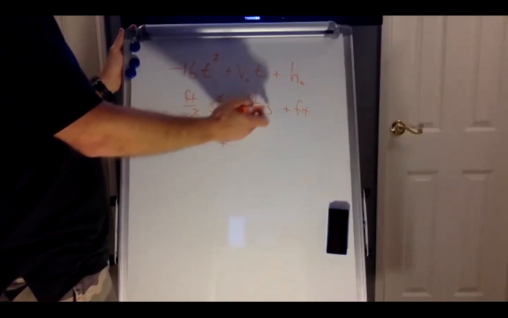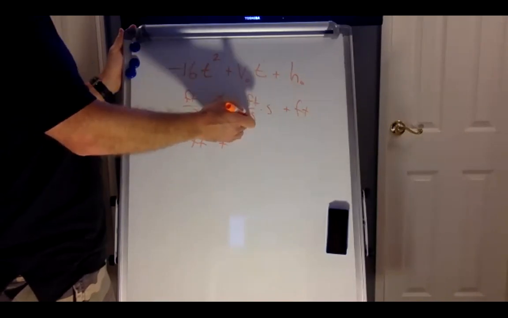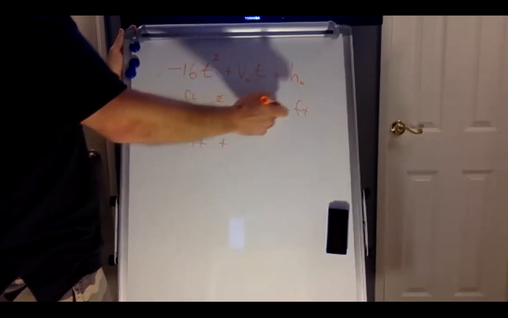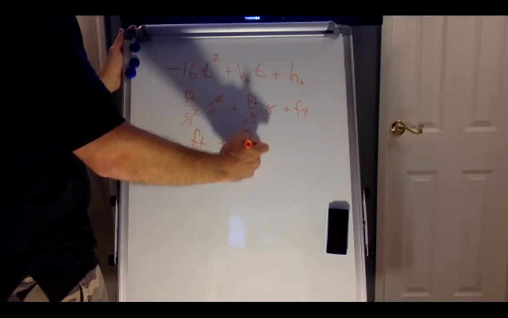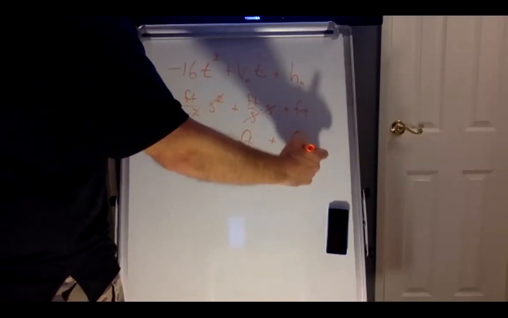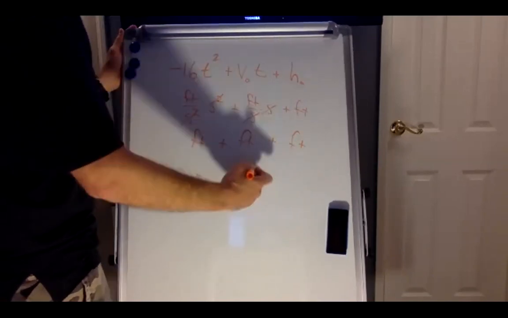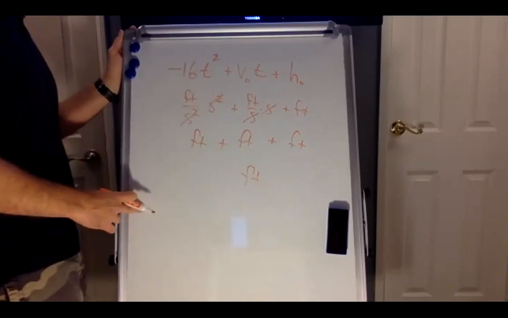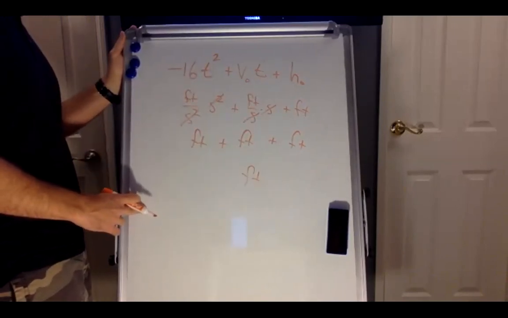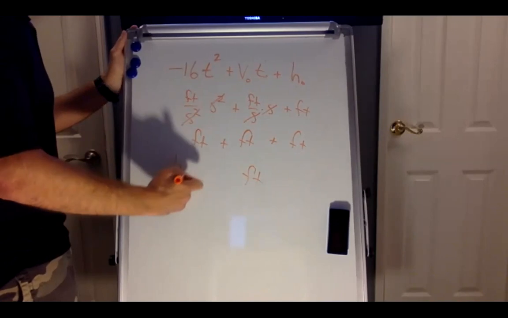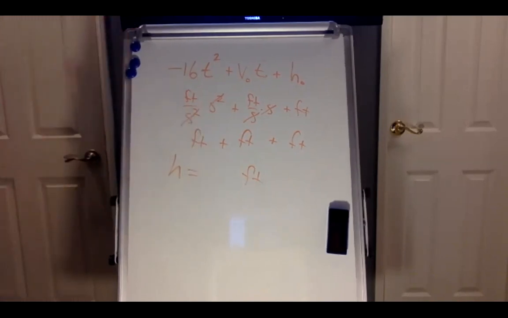Time cancels again. The time cancels out with the velocity's time, and it leaves you with feet. Feet plus feet plus feet is feet. It's just a certain amount of feet. And that makes sense, that's why that comes out to a height.